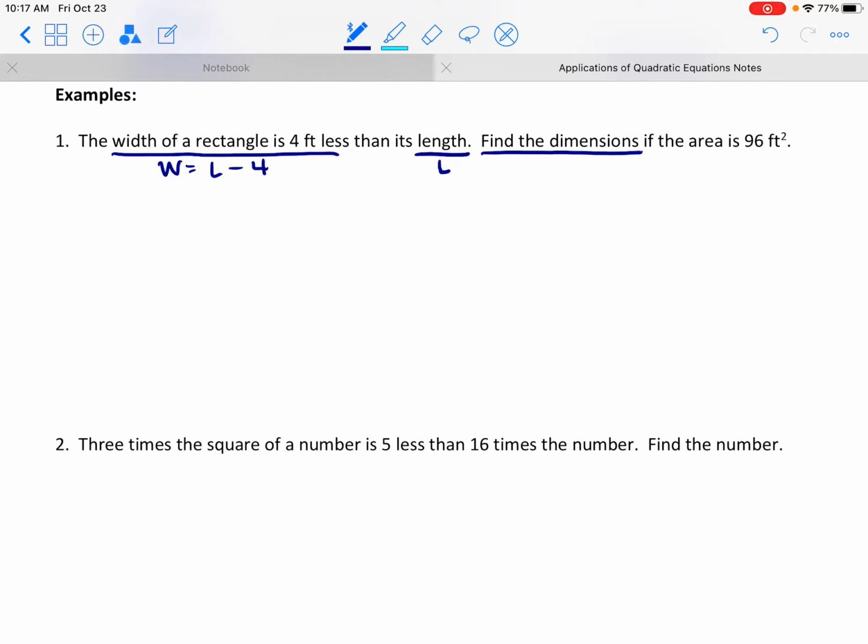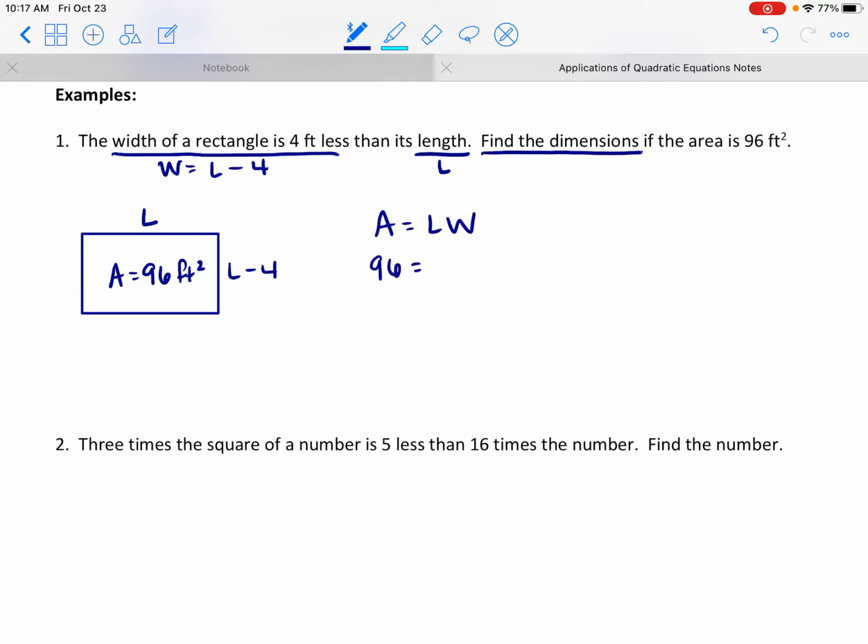So in our rectangle, just so I can draw this out for you here, we have a length of L, and then a width that is 4 less, so L minus 4 is going to go here. So we have our information all organized. It also tells us that the area is 96 feet squared. So now we've got to take this information and make an equation out of it. And that's where that area is going to come in. The area for a rectangle is length times width. So in this case, our area is 96, and our length and our width are L and L minus 4.